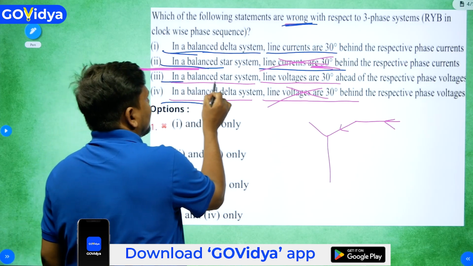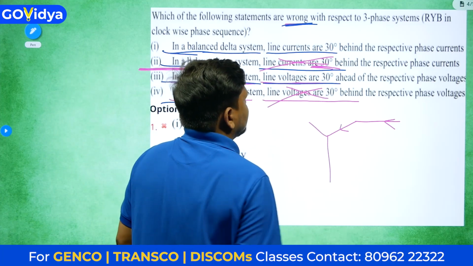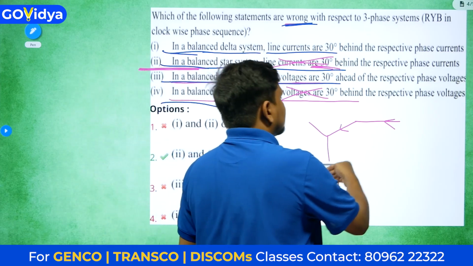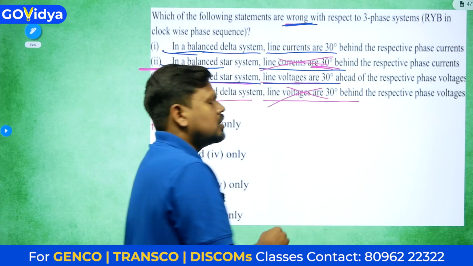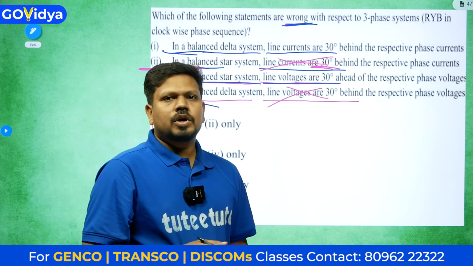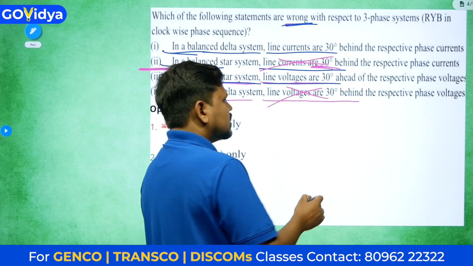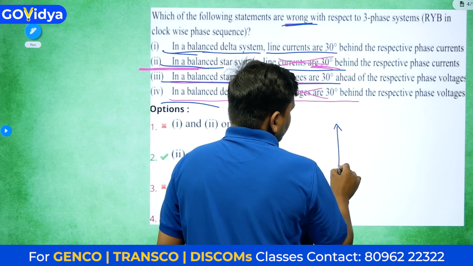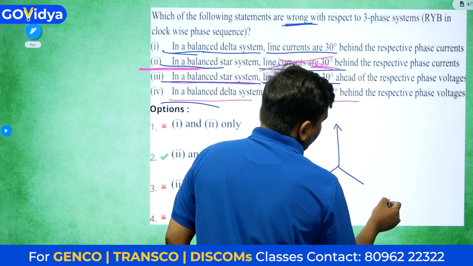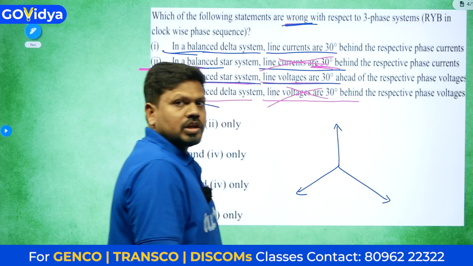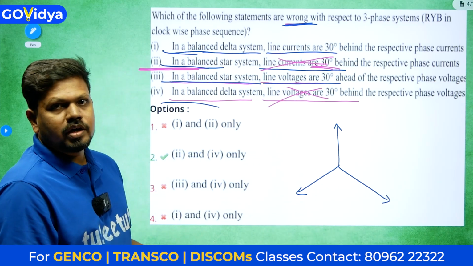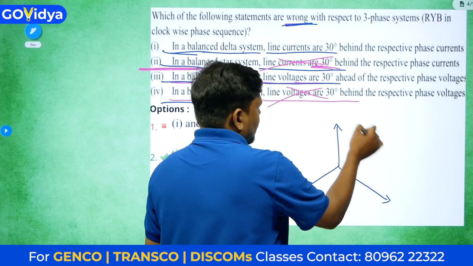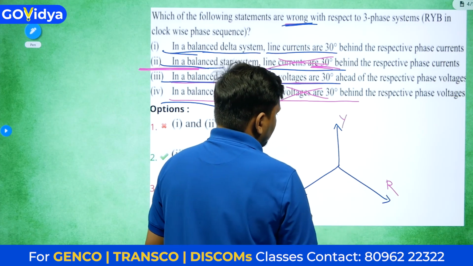Next, in a balanced star system, line voltages are 30 degrees ahead of respective phase voltages. To understand whether line voltages or phase voltages are ahead, if you remember the 2 wattmeter method, you might have done it like this. This is the first voltage, this is the second voltage and this is the third voltage. We will write the first wattmeter reading, W1 reading. At that time we will be drawing some things. This is R phase, Y phase, B phase.